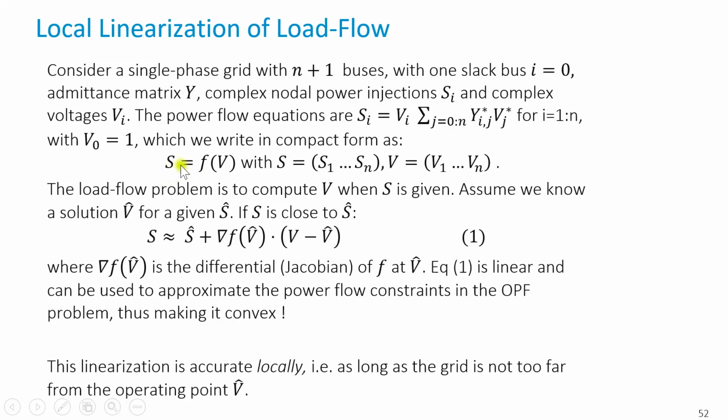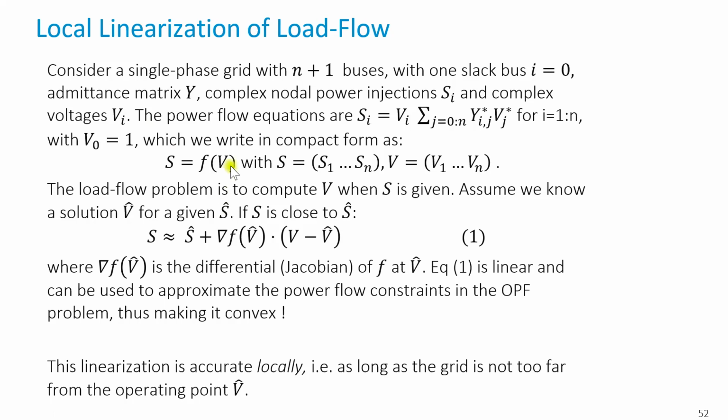For example, if we think of the load flow problem, the load flow says if I know the power injections at all nodes, what is the state of the grid? Given the state of the grid, I will be able to compute the voltage magnitude, the line currents, everything I need to know. So that's the inverse problem. Given S, find V here. Right. So assume, and you've seen how to solve the load flow with Newton-Raphson, so assume I know a solution that I call V hat for a given S hat. So I know a local solution of my grid.